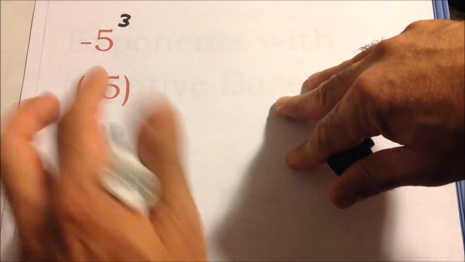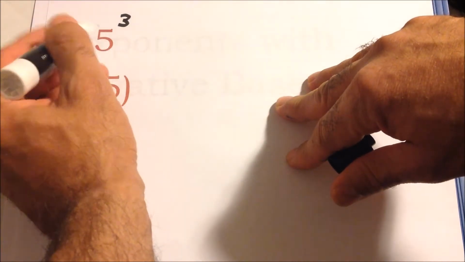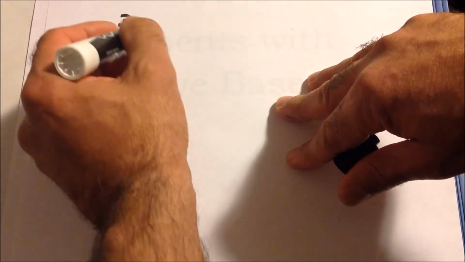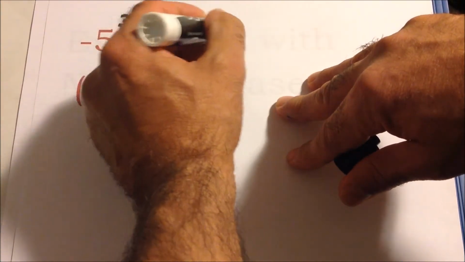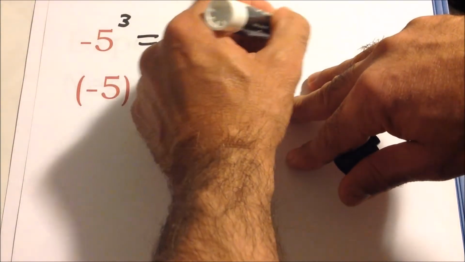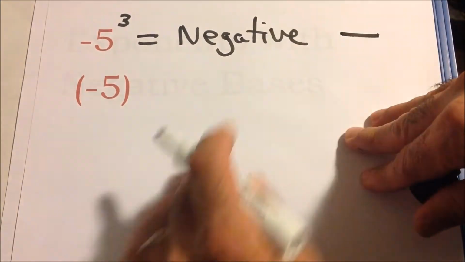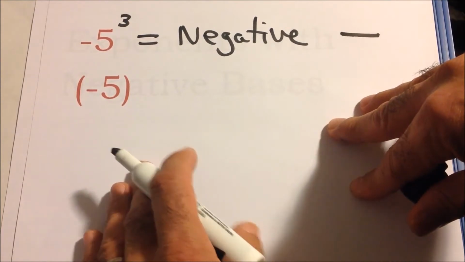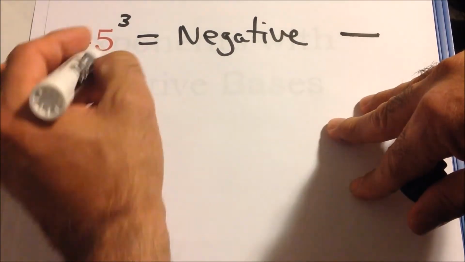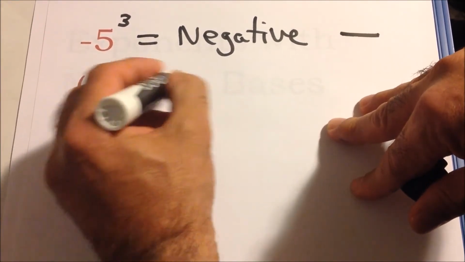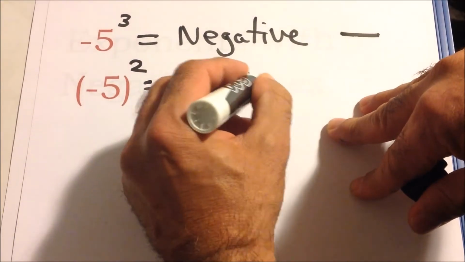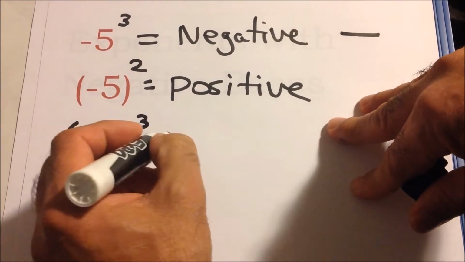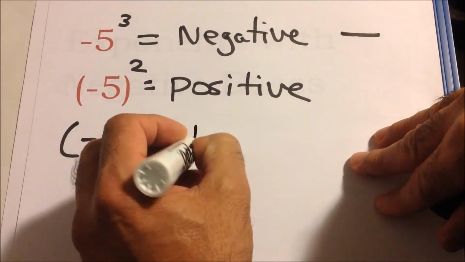Anytime you don't see parentheses, if you just see -5 or -4, whatever the number is, if you just see a negative and no parentheses, the answer will always be negative. Always. Use that sign for negative. If you see parentheses, it'll either be negative or positive depending on the exponent. If it's an even exponent, it'll be positive. If it was an odd exponent, it'll be negative.